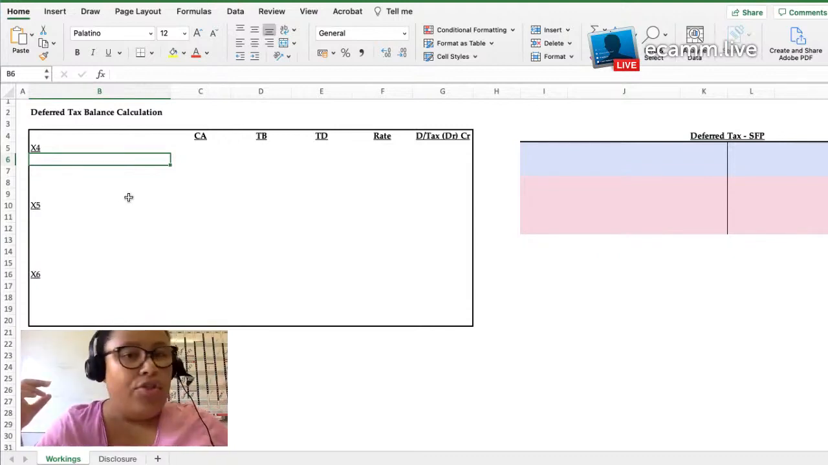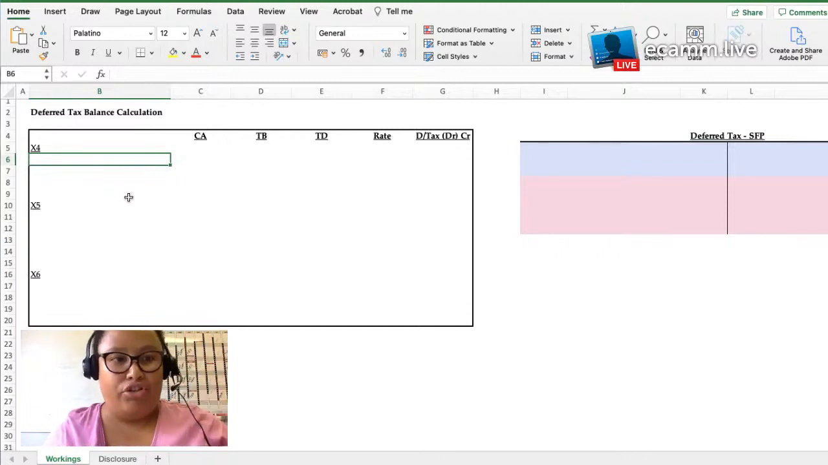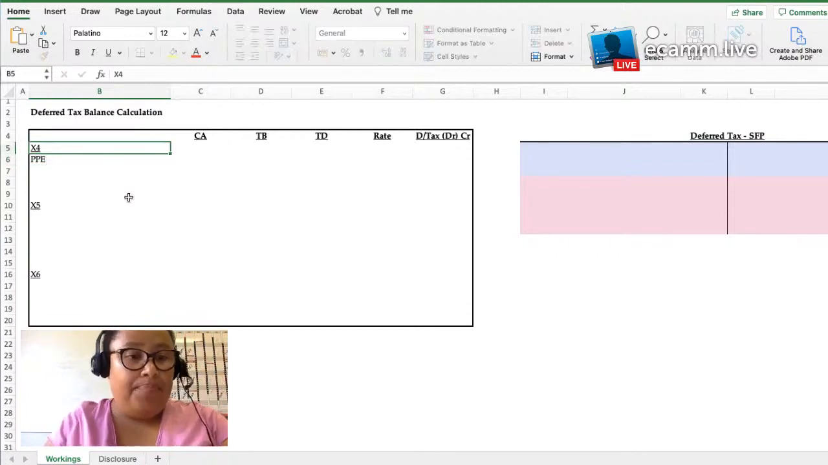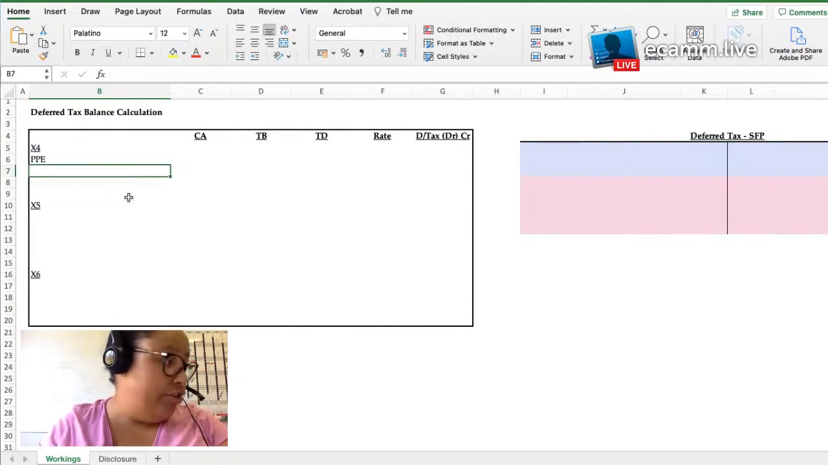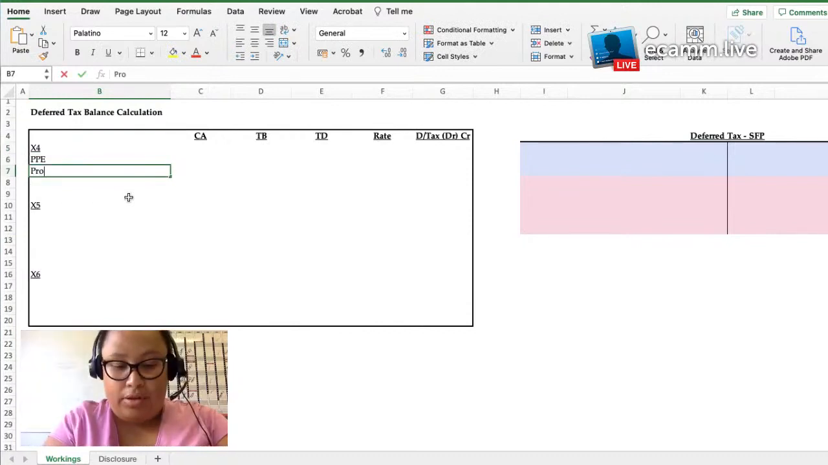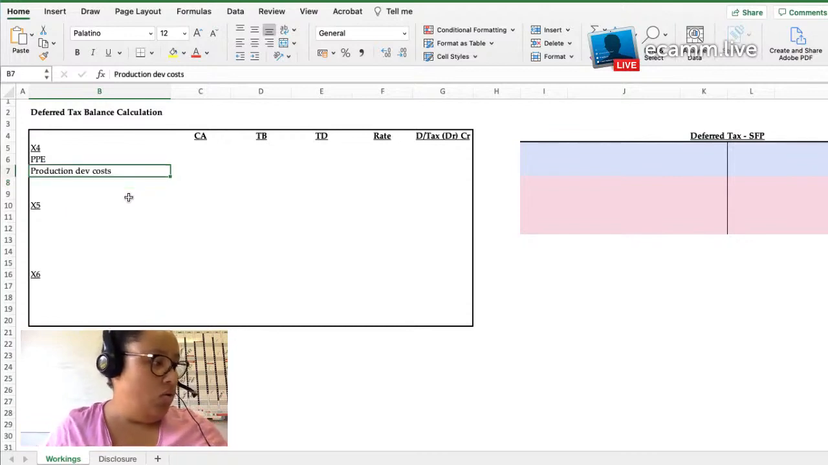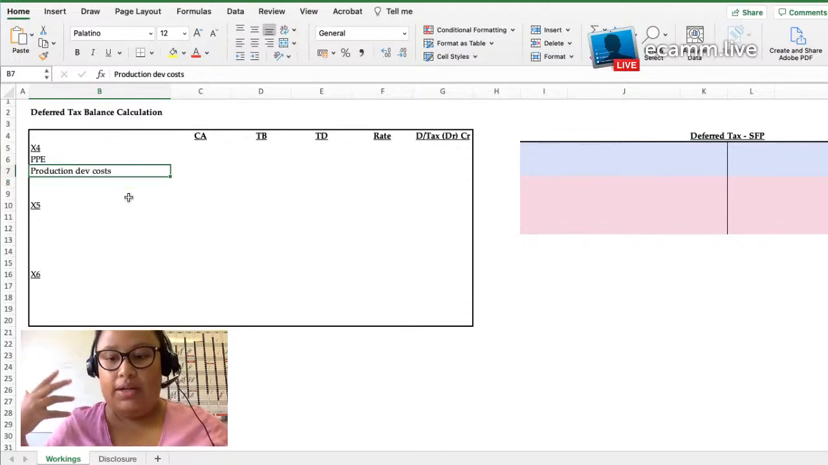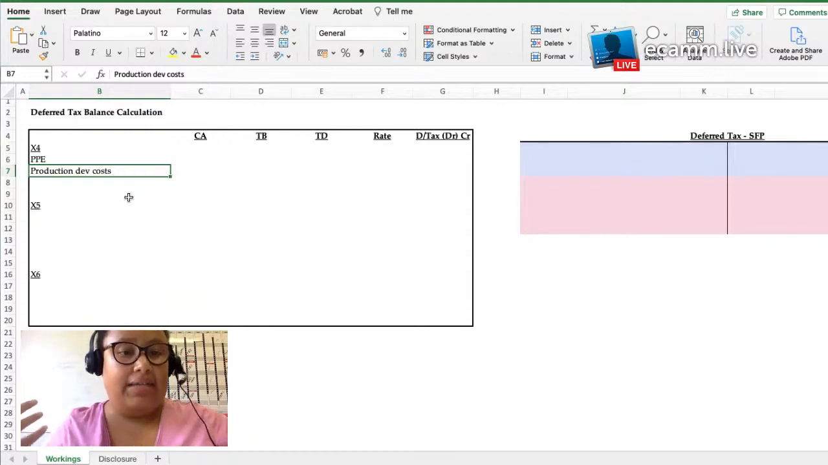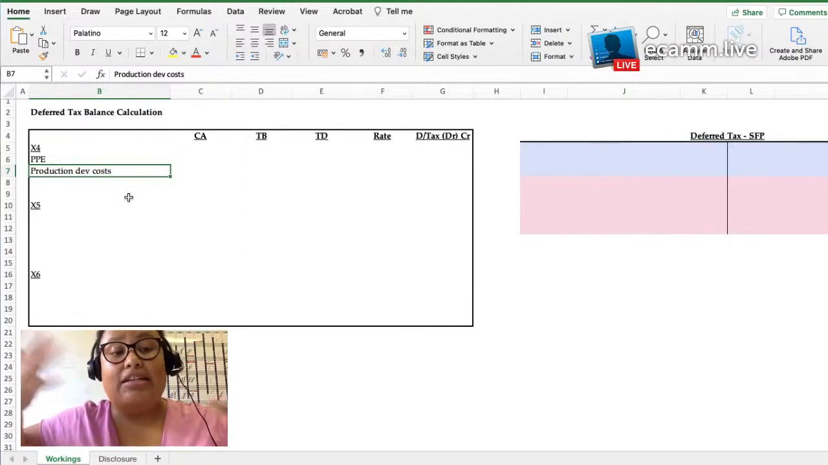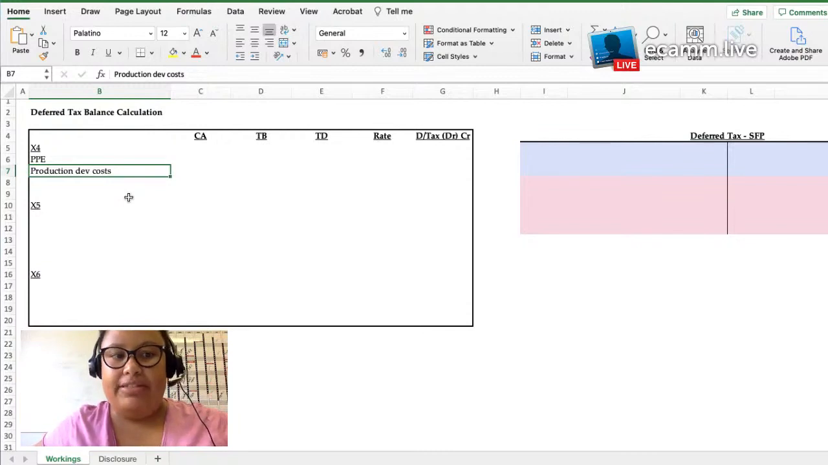So in X4, there are only 2 things that actually give rise to deferred tax. The first thing is the PPE asset, and then there's the production development costs. Okay, so those are going to give rise to deferred tax. Why? Because those costs were capitalized and then they're being amortized over 5 years. So every year you're going to see an amortization expense coming through of 250. So in terms of temporary differences in year X4, these are the only 2 that give rise to temporary differences.